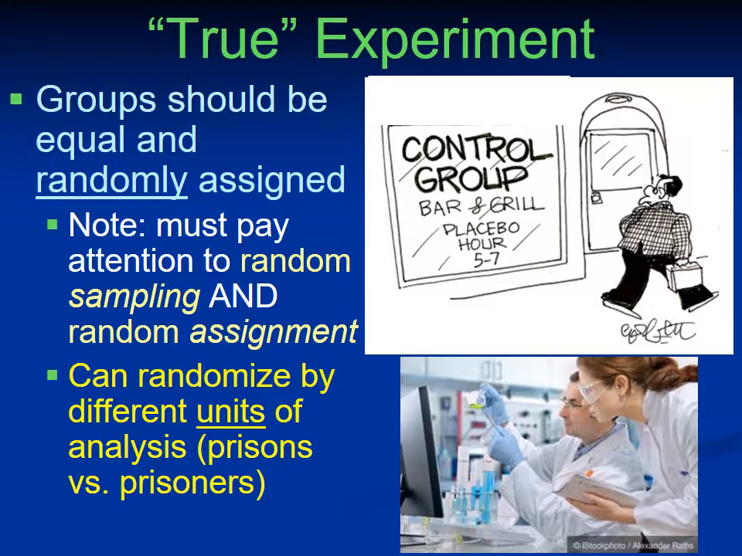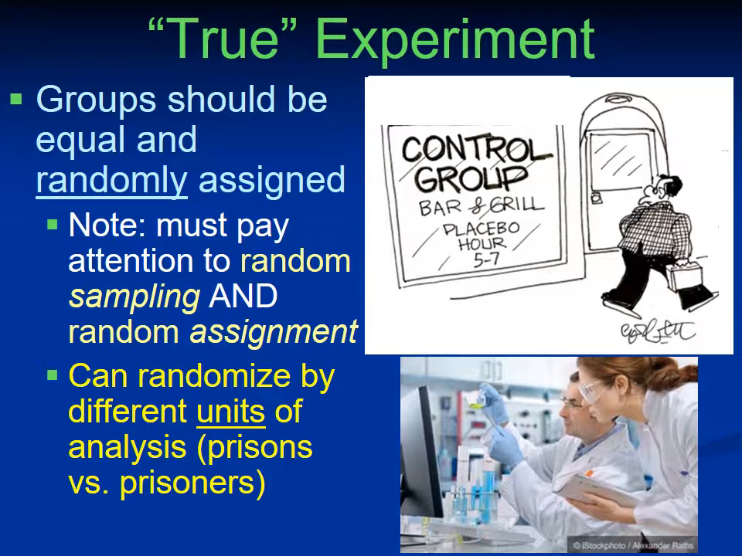So the defining characteristic of a true experiment to make it a quality experiment is going to be random assignment. So any one subject has to have the same probability as any other subject of getting into one of the study groups, say an experimental group versus a control group.